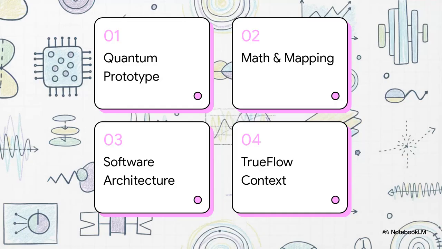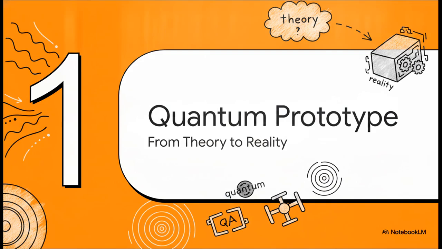To see how that works, this explainer is going to follow a clear roadmap. We'll start with the scalar quantum prototype, move into the mathematical foundations and mapping, look at building the software architecture, and wrap up with the true flow universe context. All right, let's jump right into section 1, the scalar quantum prototype.